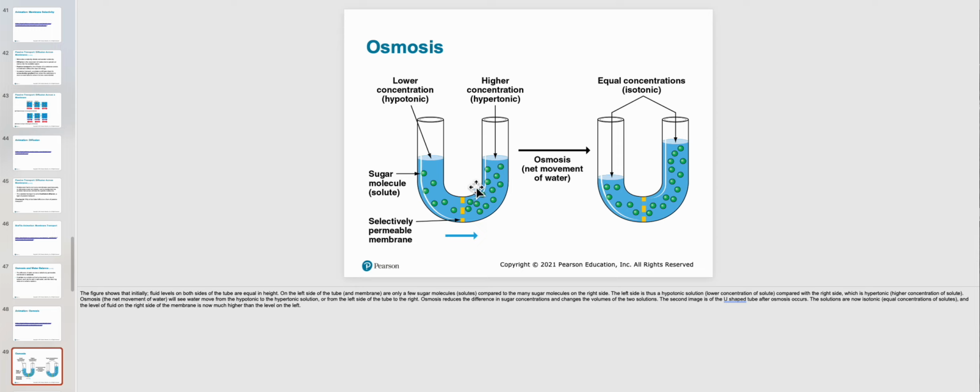So in this picture here, we see water going across because there's more water on the left, less water on the right. That's why we see the water level reaching a higher level on the right, because the water went from left to right. Okay, next slide.